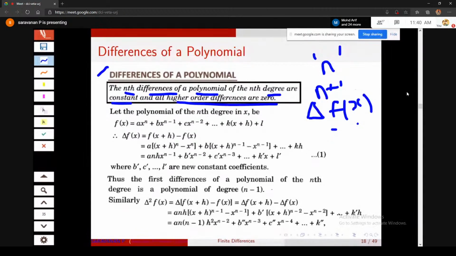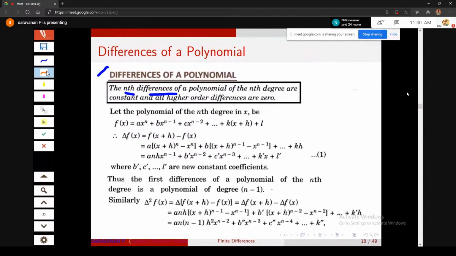Okay. So, for example, if we have a polynomial of degree 3, then delta cube of f of x is constant and all higher order power, delta power 4, delta power 5, etc., all are 0. Okay. That is the theorem. So, you take a polynomial of degree n. So it will be in the form of a x power n, b x power n minus 1, etc. up to kx plus l. Right? This is a polynomial of degree n.